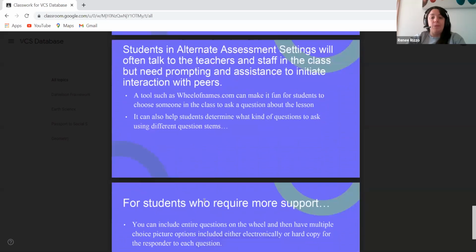Students in alternate assessment settings will often talk to the teachers and staff in the class, but need prompting and assistance to initiate interactions with peers. A tool such as wheelofnames.com can make it fun for students to choose someone in the class to ask a question about the lesson. It can also help students determine what kind of questions to ask using different question stems. I will show you that after the presentation is done.